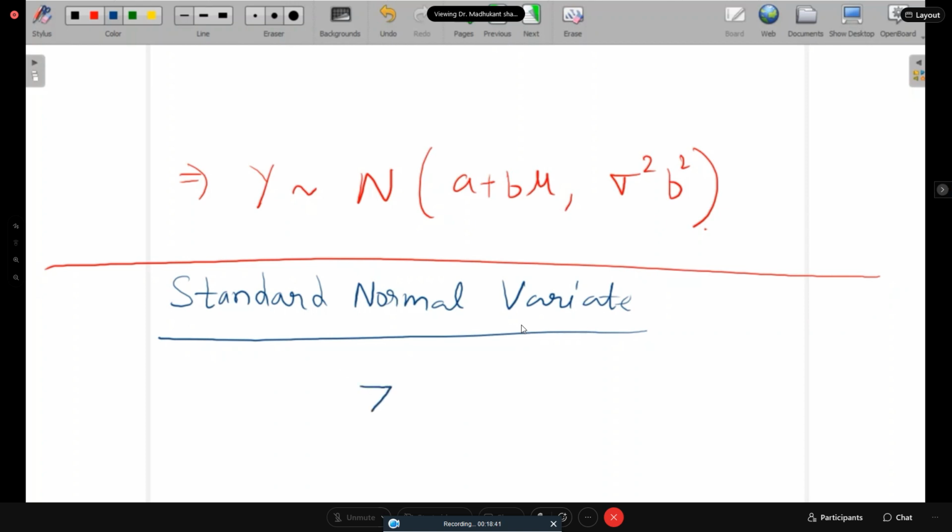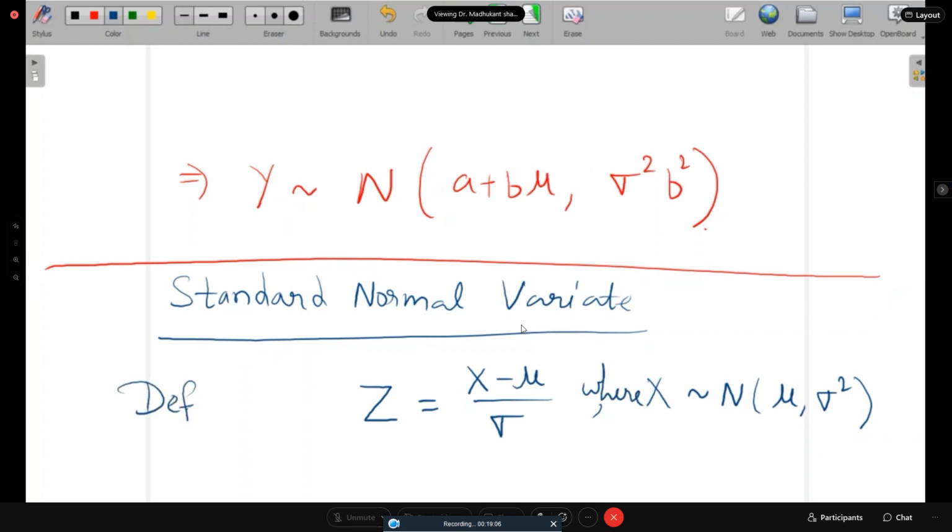Now, if you take z equals x minus mu by sigma, where x will follow the normal distribution with mean mu and variance sigma square, you can write this as ax plus b, where a is equal to 1 by sigma and b is equal to minus mu by sigma. So both are constants.